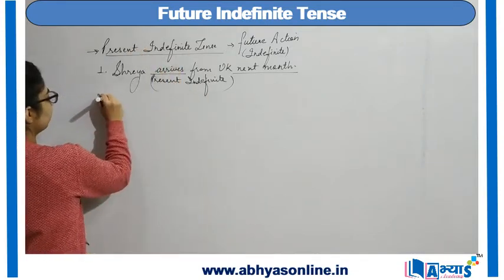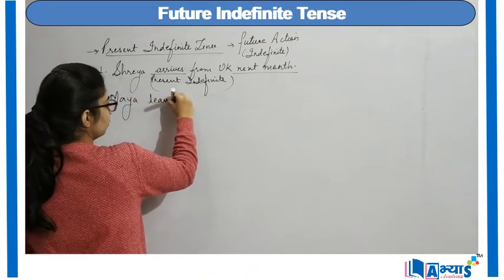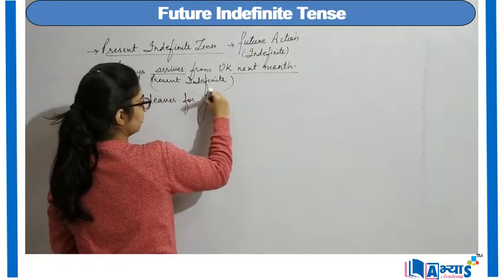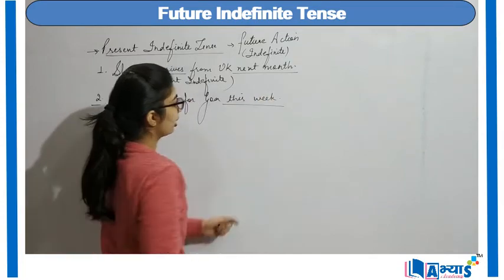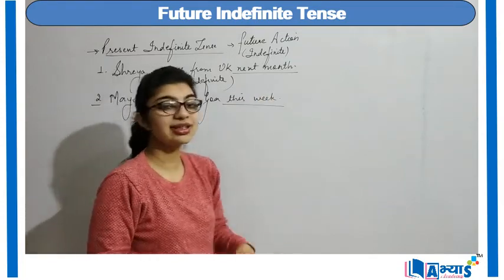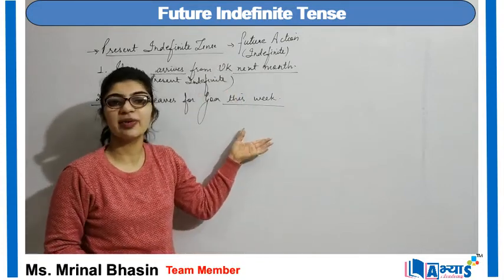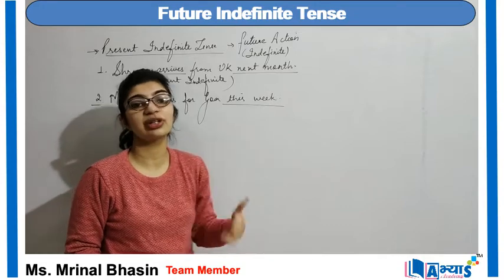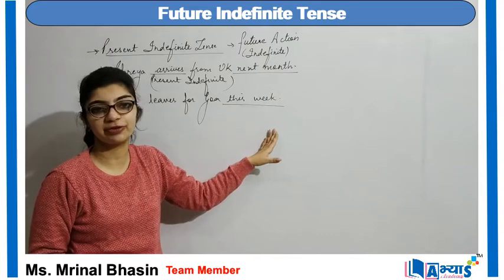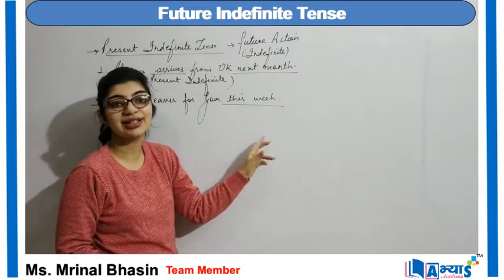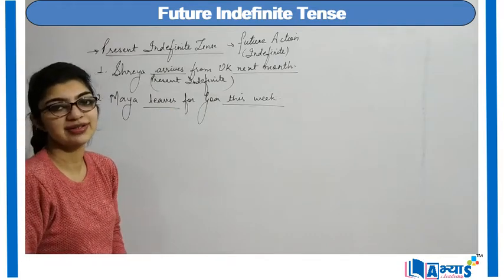Another example can be: Maya leaves for Goa this week. Now I am talking about this week, that means it is coming, it has not yet arrived. Since the week has not yet arrived, it means that the action is supposed to happen. And when it is supposed to happen, this is my future tense. My future tense is indefinite and here leaves is again a present indefinite tense.